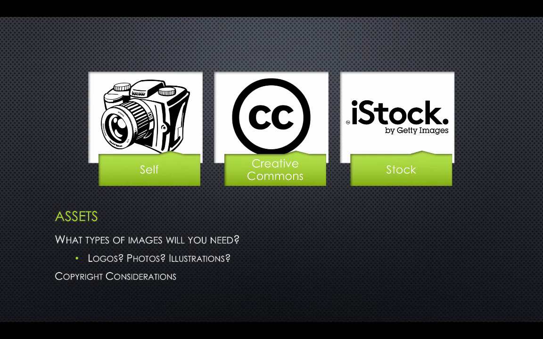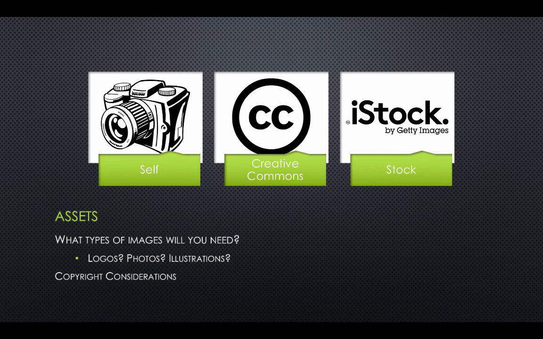For any photographs that are going to be on your site, where are you going to get them? Illustrations, photographs. Where are you going to get them? Are you going to do them yourself? Take the photographs or create the illustrations either using pen and paper or using something like Illustrator or Photoshop? Are you going to look at Creative Commons?